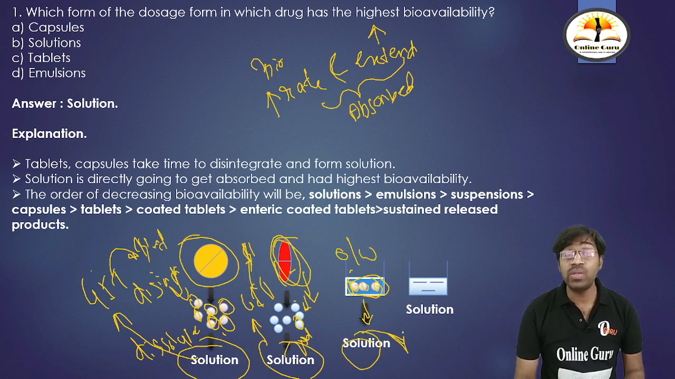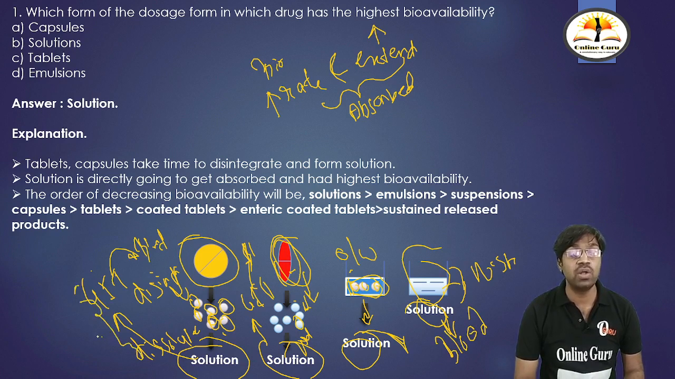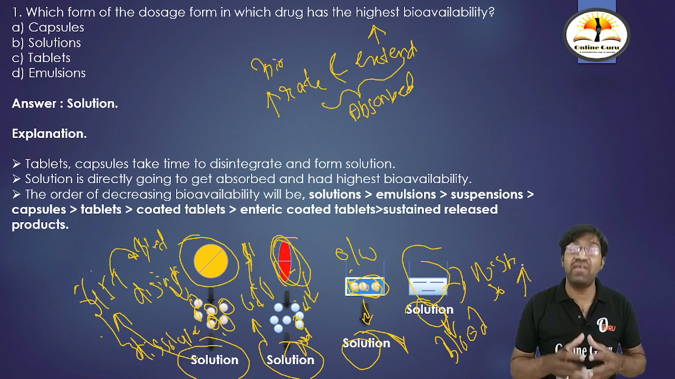But when we take the solution directly into our GIT via the oral route, what will happen? There are no steps involved. This solution is already in solution form. It is directly absorbed into the blood. This means all these processes, that is disintegration and dissolution, are bypassed in the solution. Hence, solution will have the highest bioavailability as compared to emulsions, capsules as well as tablets.